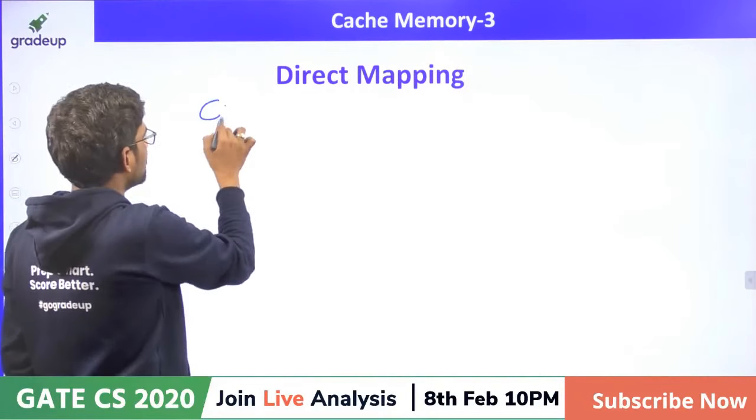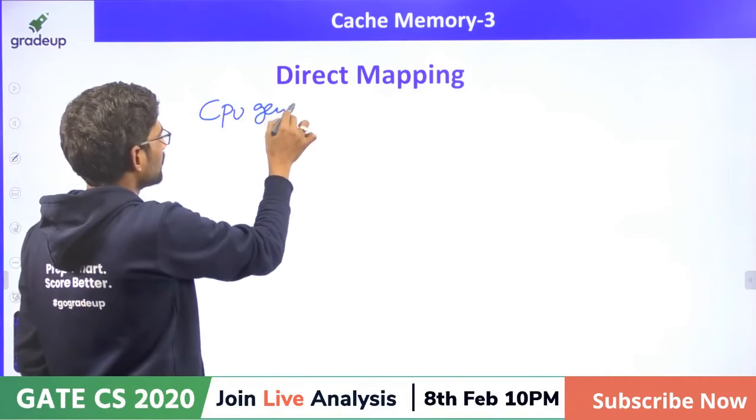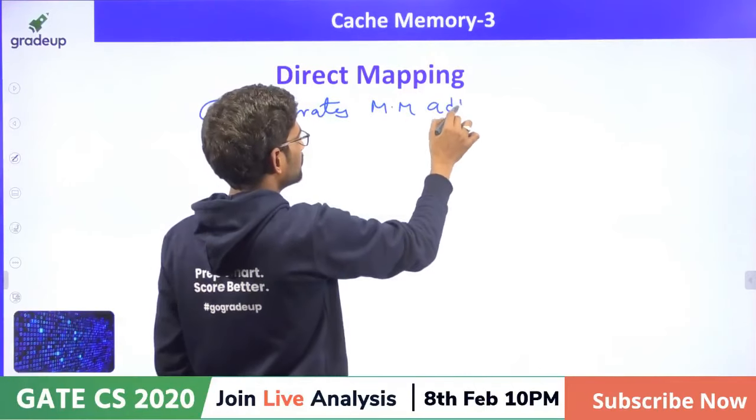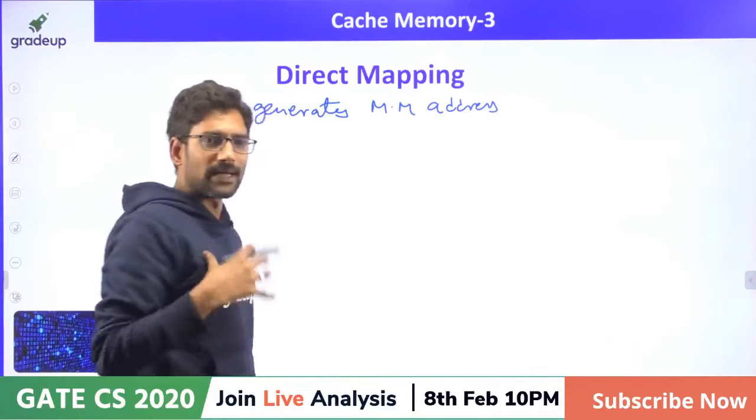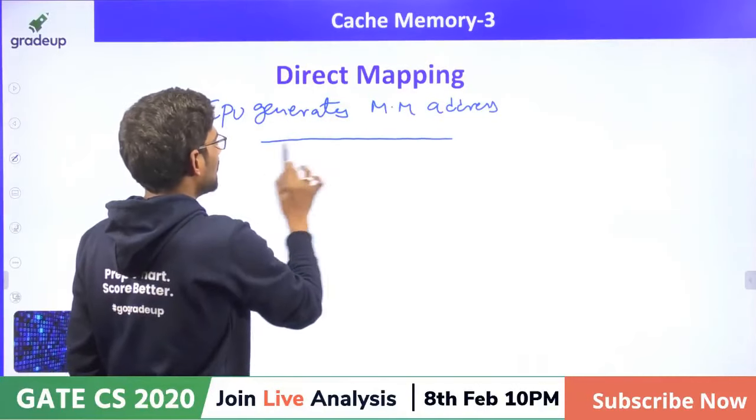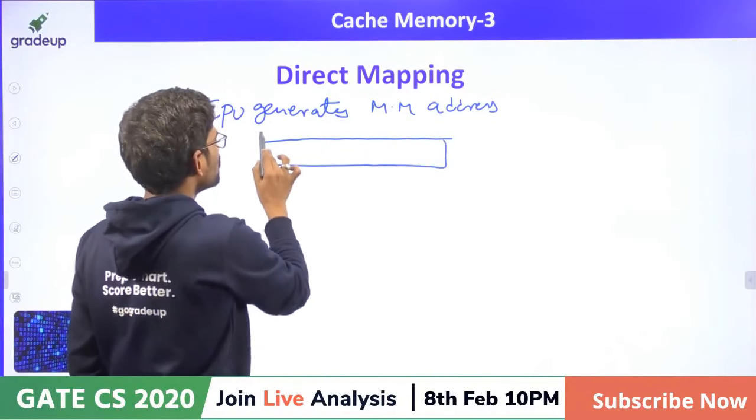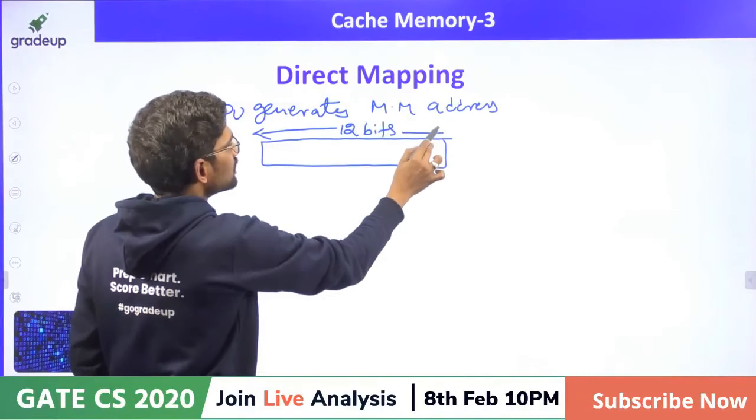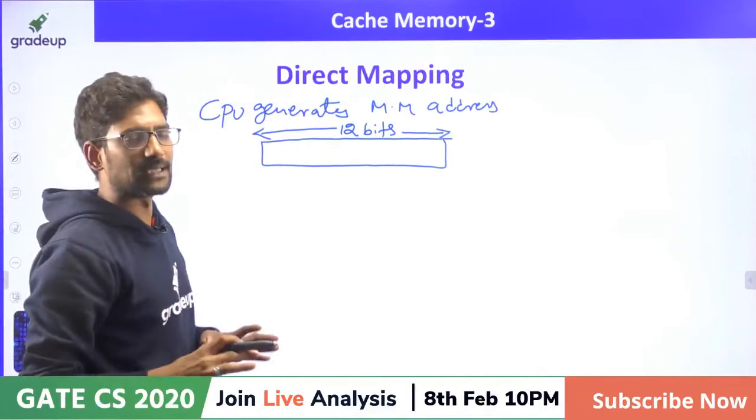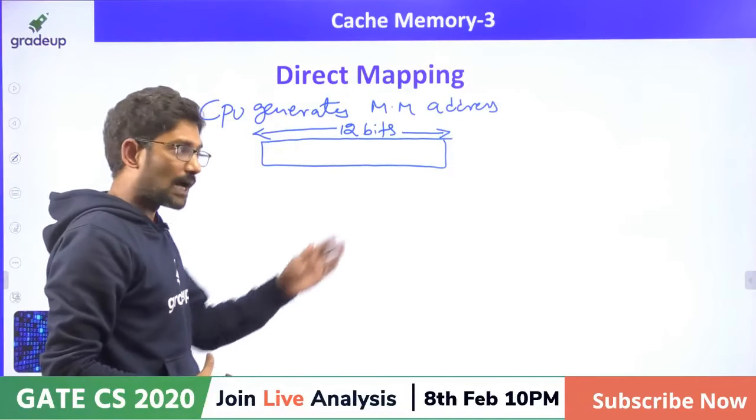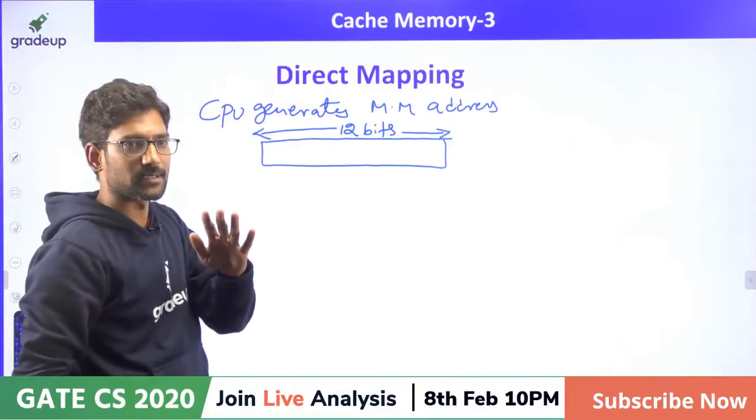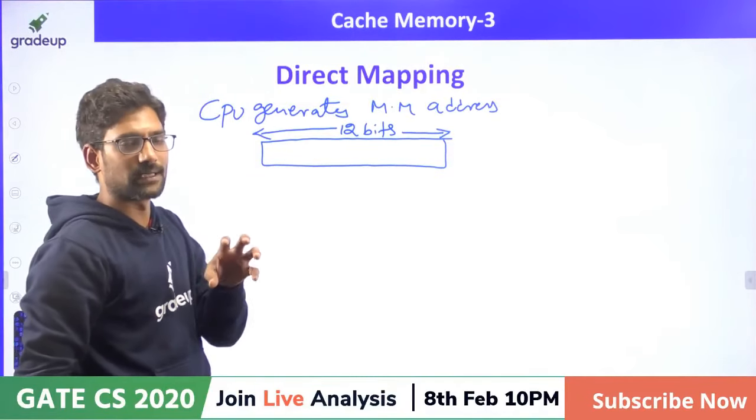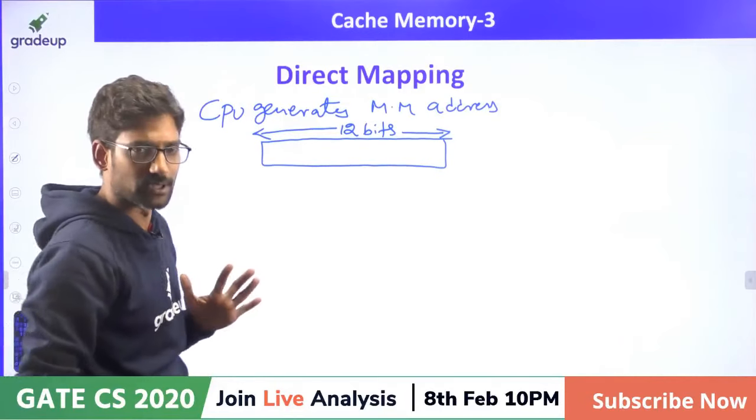The CPU always generates a main memory address. For our example, what is that word address length? 12 bits. So the CPU generates a 12-bit address for our example, not every time 12 bits. For our main memory, the address is 12 bits because there are 2 power 12 words.